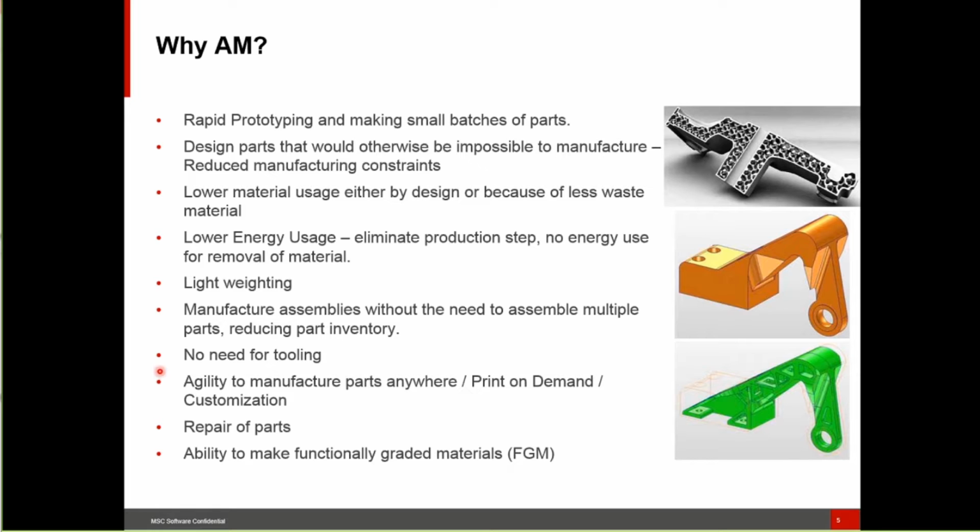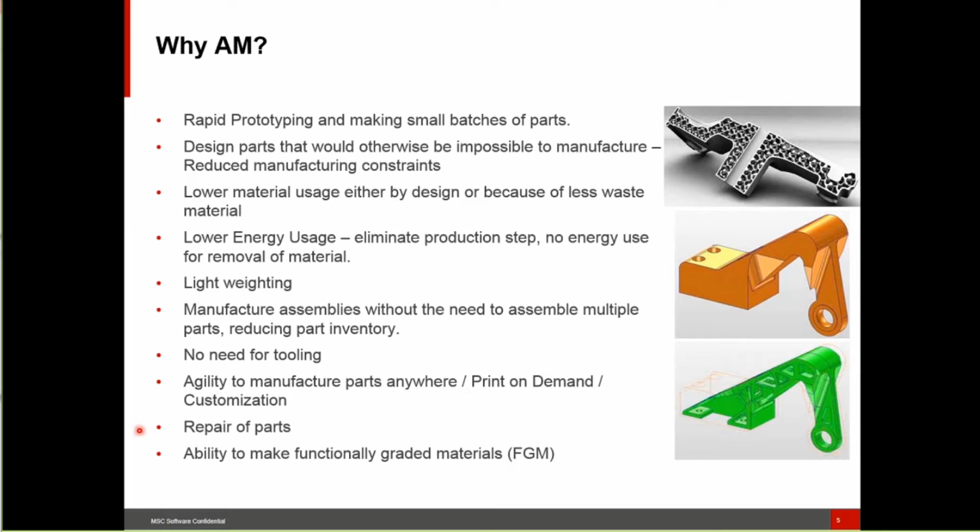There's the ability, and we'll see that in a couple of examples, to manufacture full assemblies as opposed to manufacturing individual parts and having to braze them together or weld them together. So that means fewer parts, lower part inventory, and also improvements in the manufacturing. There's this one about agility to manufacture parts anywhere. It has some particular applications, but really society isn't quite at that stage yet.